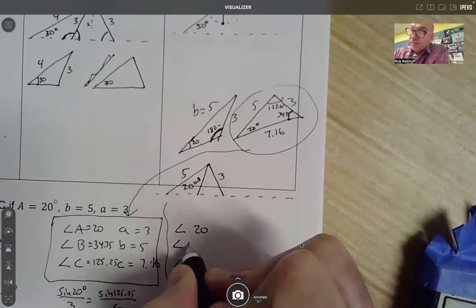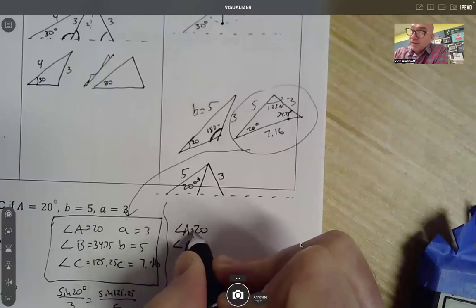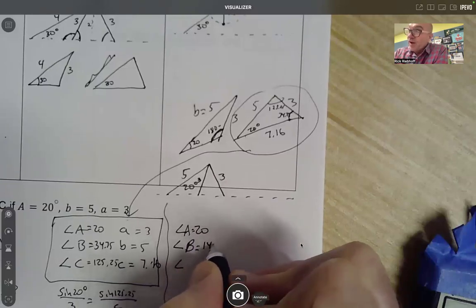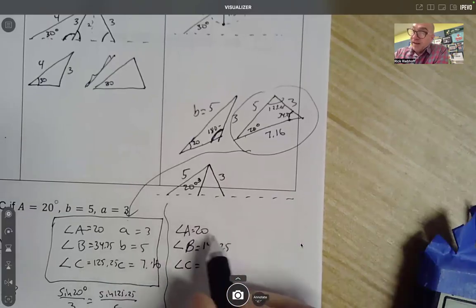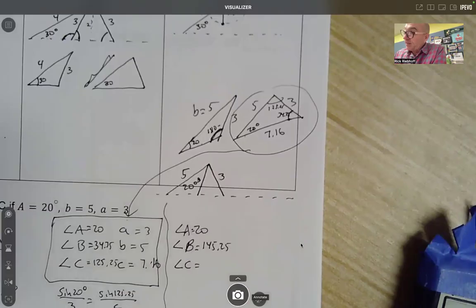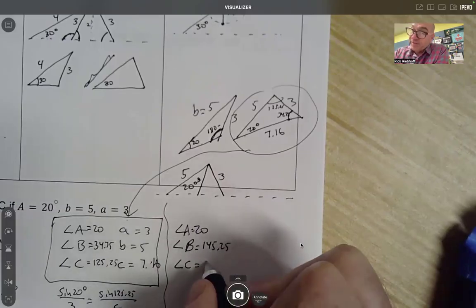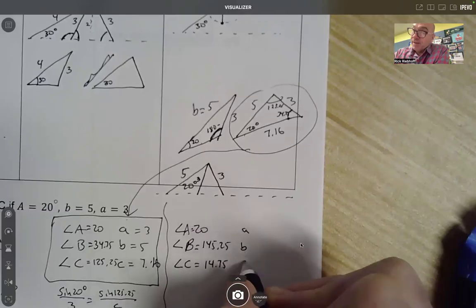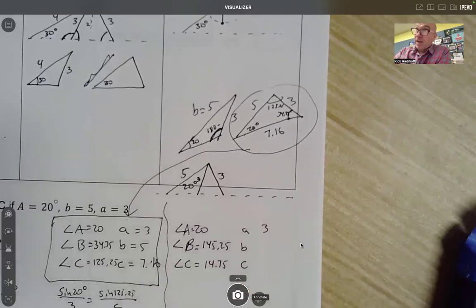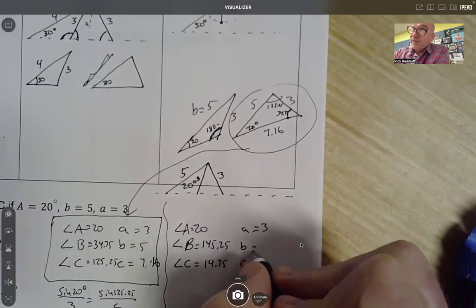All right, so my second angle B is going to be 145.25. My second angle C, I've got to, let's see, add 20 and then subtract it from 180. So I get 14.75. Cool. My A, my B, and my C are 3 and 5.